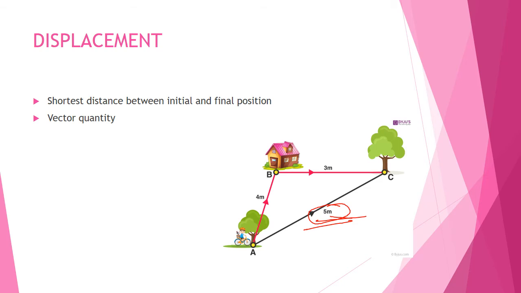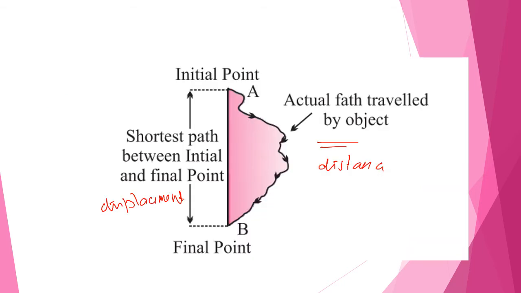Okay, it is a vector quantity. It contains both magnitude and direction. So here you will get one summarization of what is distance and displacement. So A to B, the actual path traveled by the object, that is distance, and the shortest distance between initial and final point or the straight line path, that is called displacement.